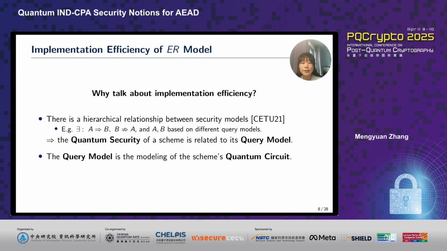The second point is that the query model is a direct abstraction of how the scheme is implemented as a quantum circuit. So, in the post-quantum area, if an encryption scheme is never going to be implemented, for example, as an erasing type circuit, then what's the point of evaluating its security under the erasing query model?